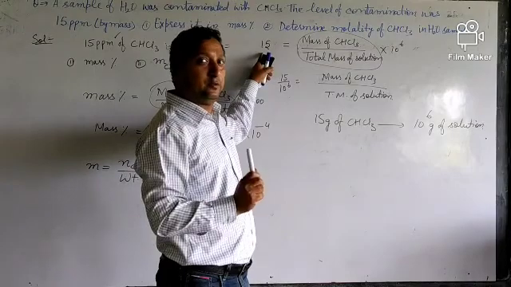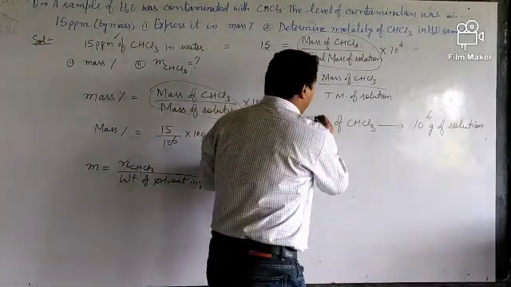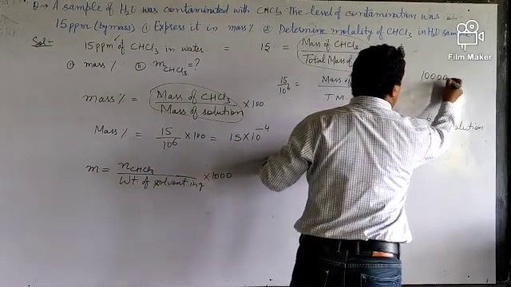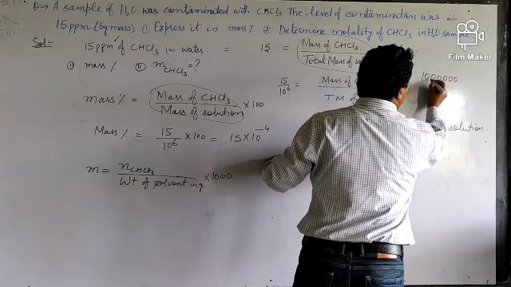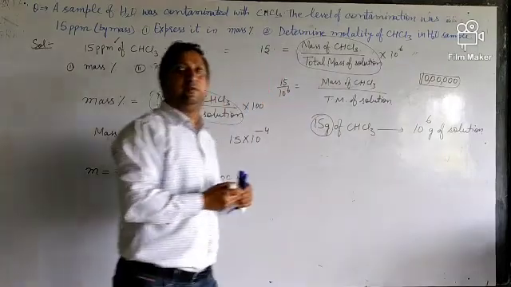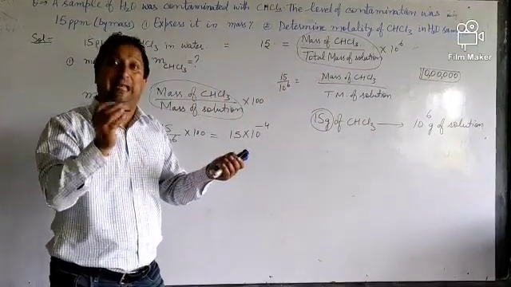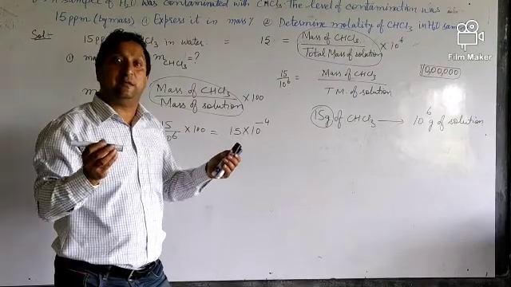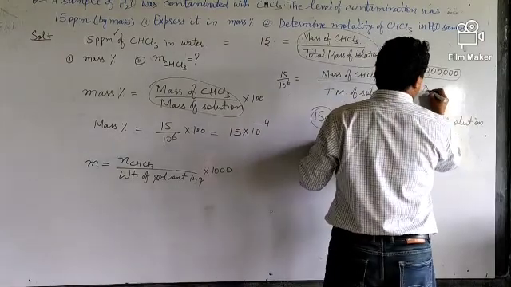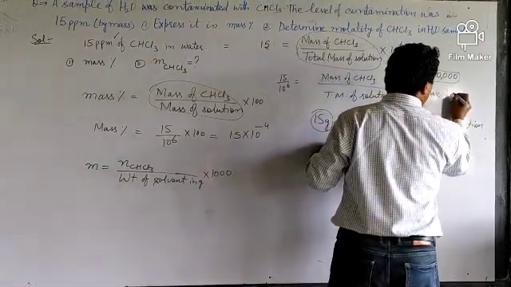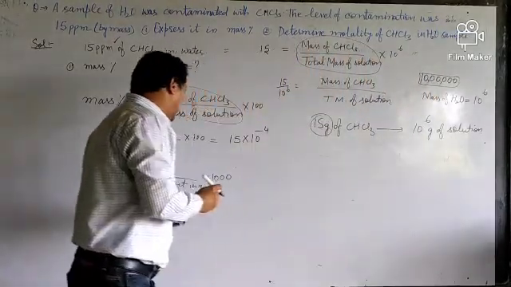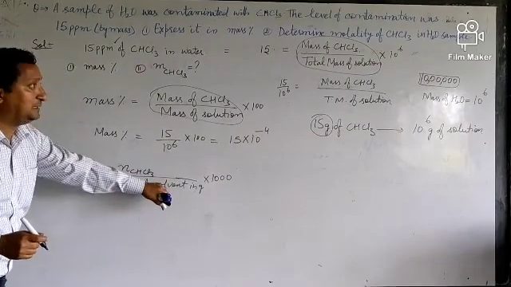Okay, so if we compare 15 with that of 10 raised to power 6, meaning 1, 2, 3, 4, 5 and 6 zeros, how much is it? It is 10 lakh. So if we compare 15 with 10 lakh, this value is very, very small. So small that the mass of solvent, that is water, can be taken to be 10 raised to the power 6.